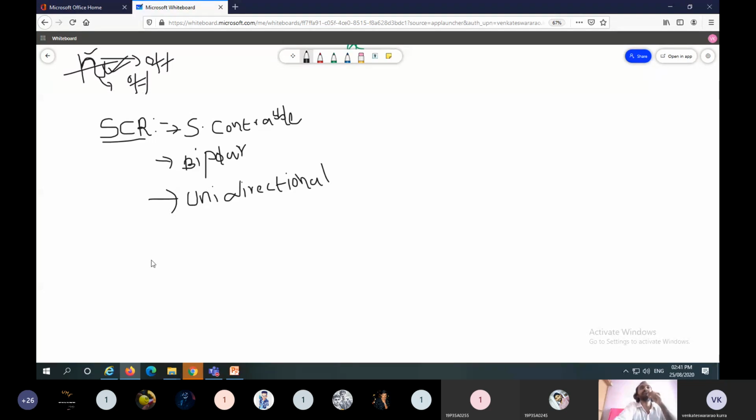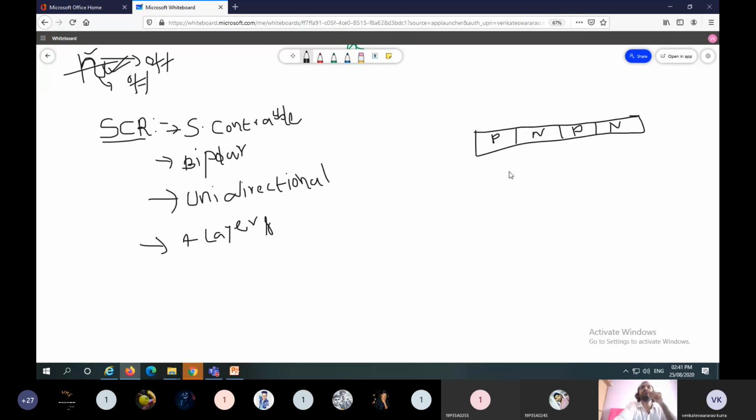Next, how many layers are present in SCR? Total number of layers is 4. So this one is P, N, P, N. Total 4 layers present. So it is a 4 layer device.